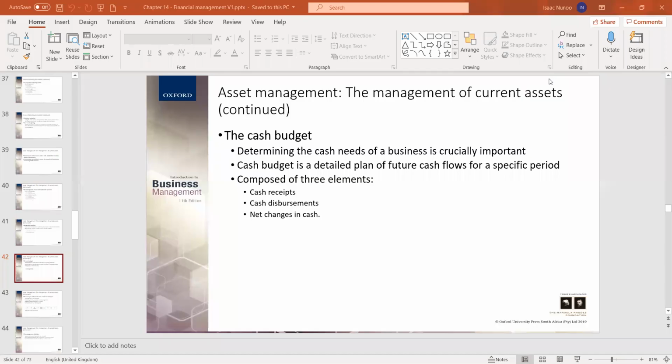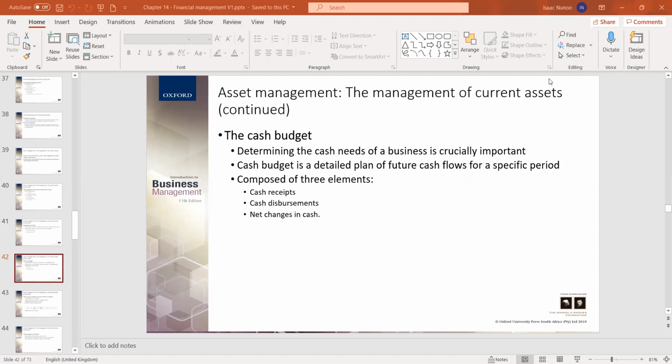Now we look at cash budgets, which are also very important. Here we are determining the needs of a business. Every business must have a cash budget, which gives you a detailed plan of your future cash flow for a specified period of time. There are three main components of your cash budget: the cash receipts, the cash disbursements, and the net change in cash.